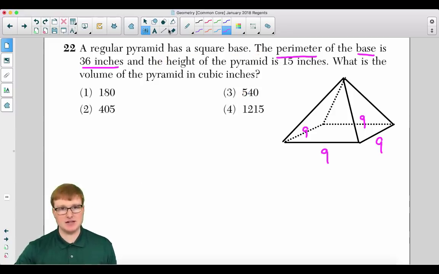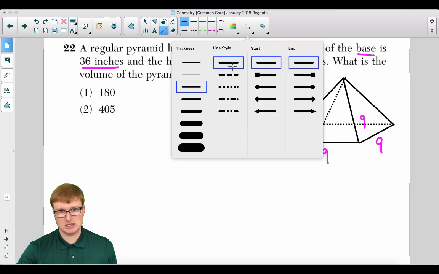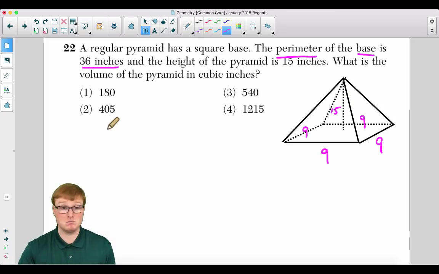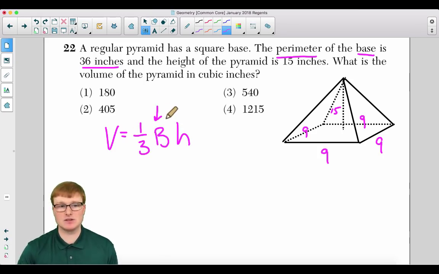And the height is 15. What is the volume of the pyramid in cubic inches? Okay. So the volume of the pyramid is 1/3 capital B times the height. Well, you got to know what that capital B stands for. This is all found on your reference sheet, by the way. You don't need to memorize this. The capital B on your reference sheet means the area of the base.